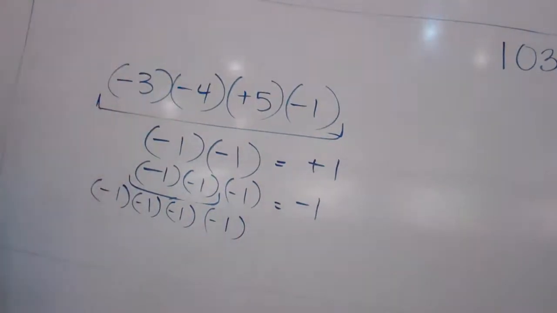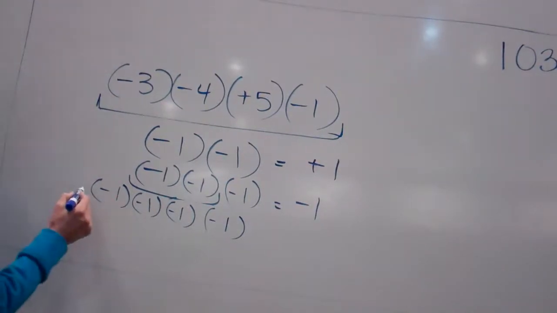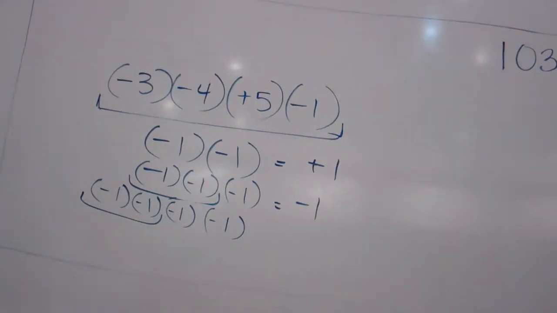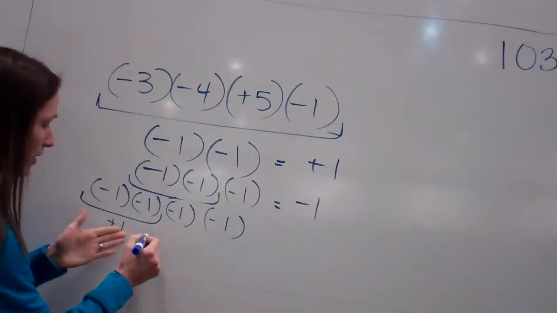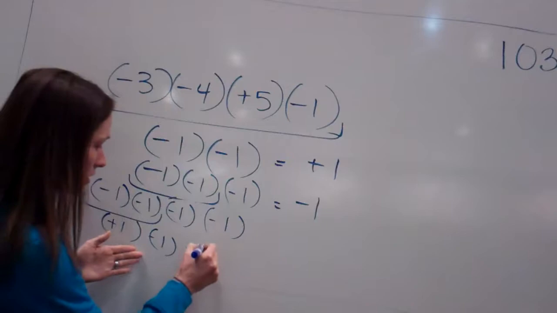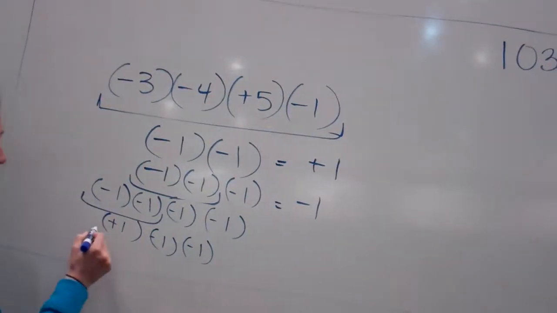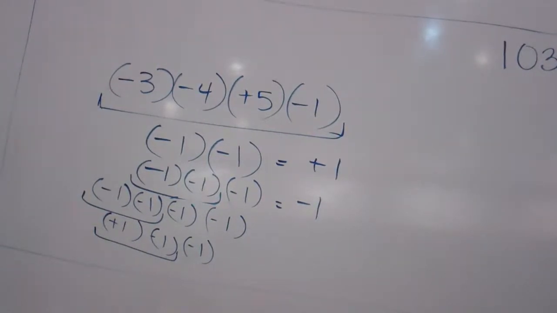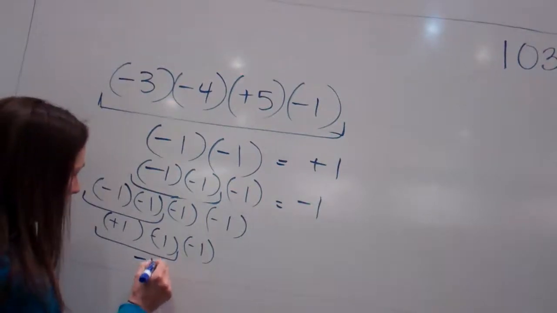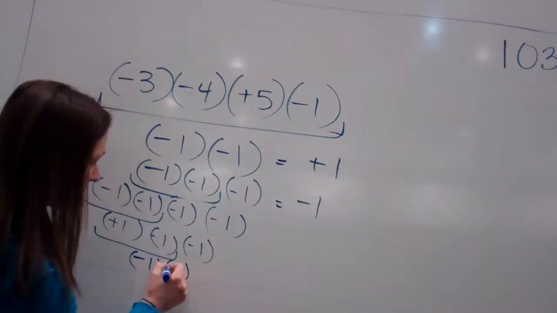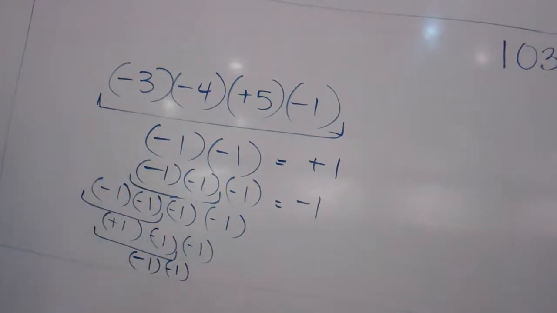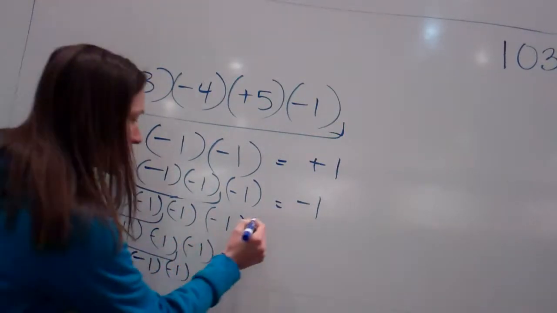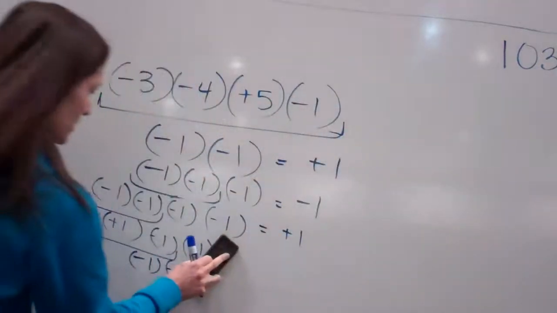This time I'm doing 4 of them. So let's take negative 1 times negative 1. Two that are the same would give us what? A positive 1 answer, right? So positive 1. I'm going to bring everything else down. Now I have positive 1 times negative 1. What would my answer be? Negative 1. Then I have to bring down my negative 1. So negative 1 times negative 1 will become positive 1. I'm going to erase the rest of that.